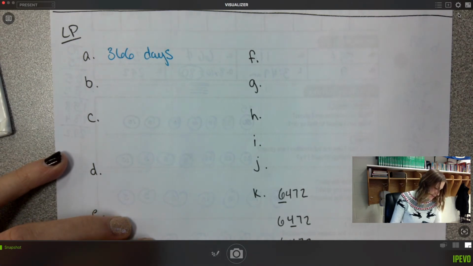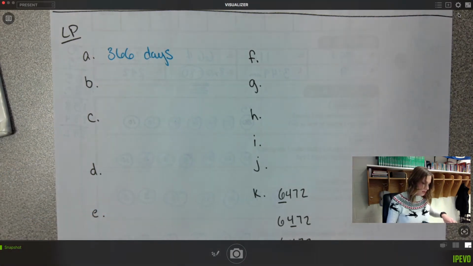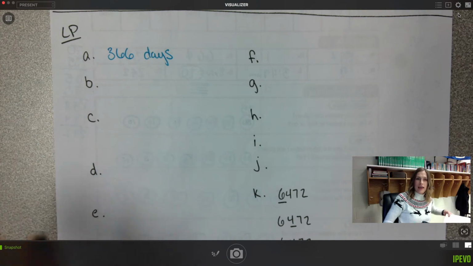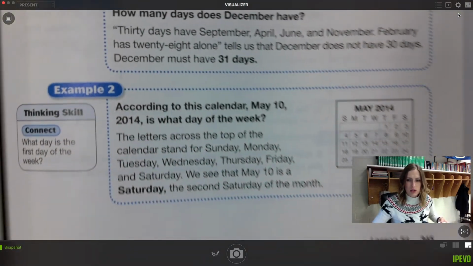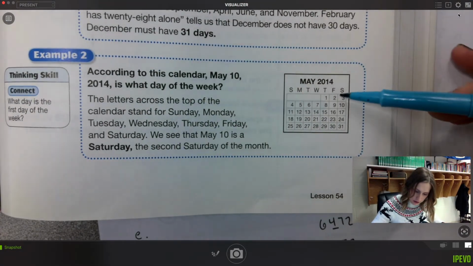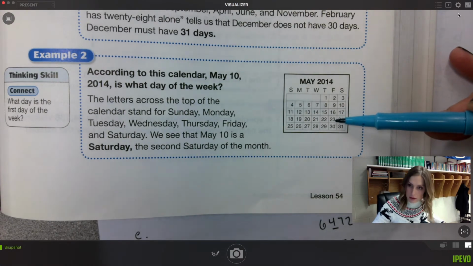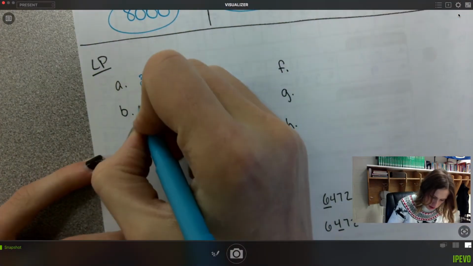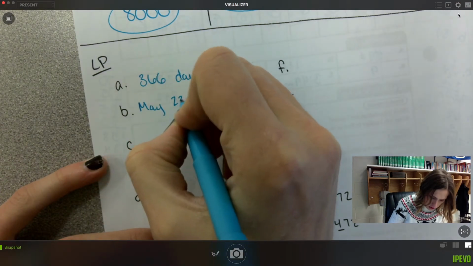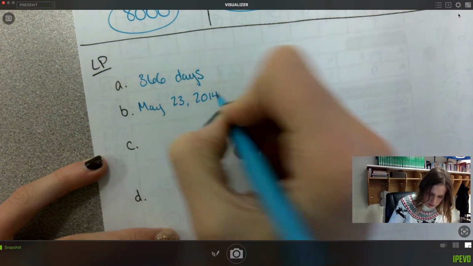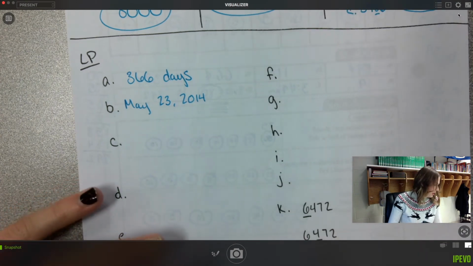B says, according to the calendar in example 2, what is the date of the 4th Friday of the month? So example 2, calendar, 4th Friday. 1st, 2nd, 3rd, 4th. So it's the 23rd, May 23rd, 2014.